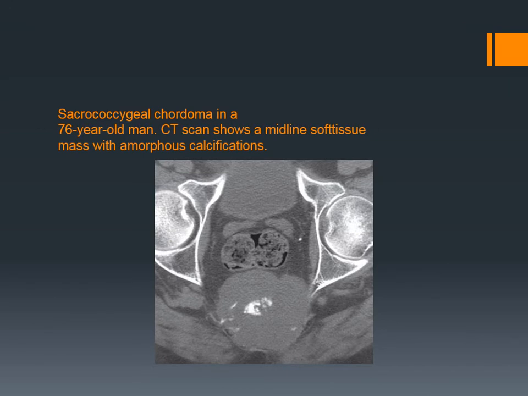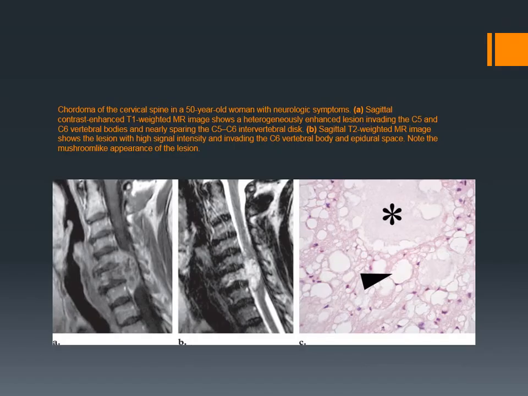Sacrococcygeal chordoma, yes. You have to do differential diagnosis. It's still not a chondrosarcoma. So you do differential. Both of them are low grade malignancy. Both of them are in early age. Both of them are not very aggressive lesions, let's say.